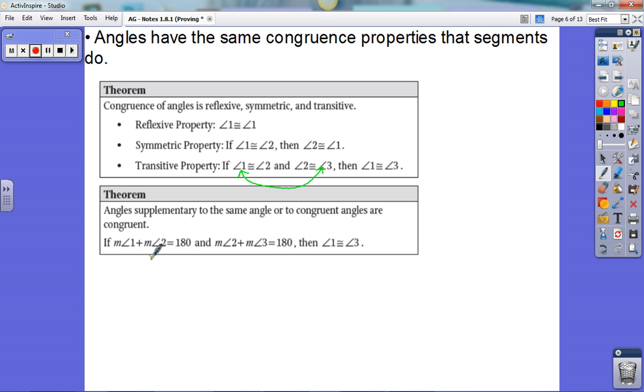This theorem basically states that if these two angles add up to 180, and these two angles add up to 180, we've got angle 2 being the same right here. So let's say angle 2 was 50, right? Well, then that would leave angle 1 and angle 3 to have to be the same measure, because it's 180 minus whatever that angle 2 was. So if angles are supplementary to the same angle, then they are congruent.